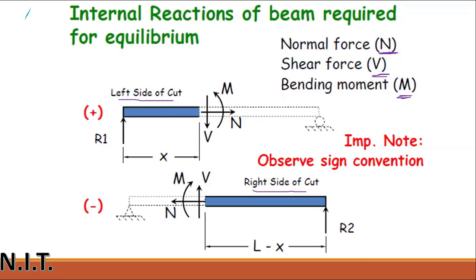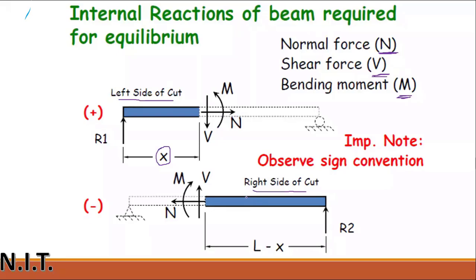This distance can be called X. I have denoted it with X. The shear force direction will be downward, the normal force will be rightward, and the moment will be upward, anti-clockwise. We also call it counterclockwise or anti-clockwise.